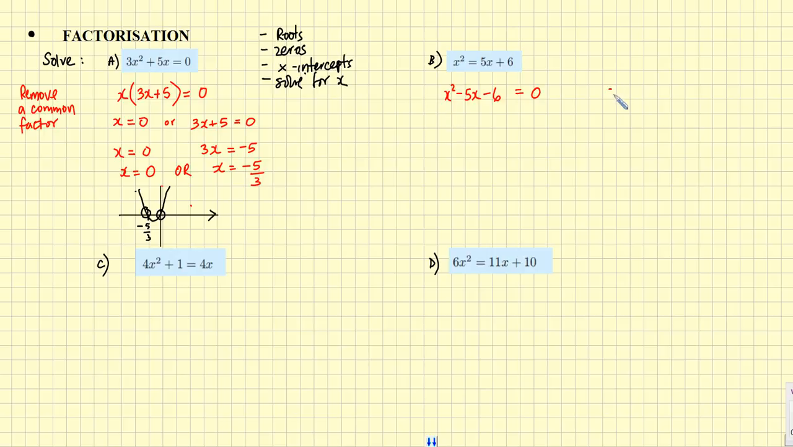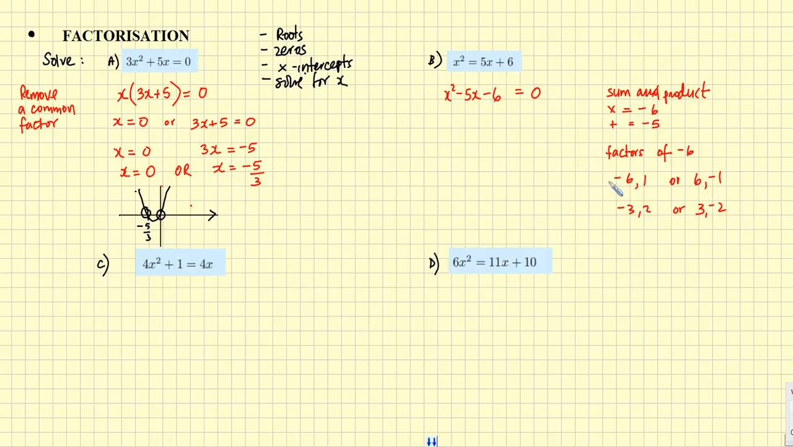And from here we're going to use the sum and product. Sum and product, if you recall, just means that we are looking for two numbers that multiplied together will equal negative 6, and the sum of those two numbers has to equal negative 5. So if I look for the factors of negative 6, they are going to be either negative 6 and 1, or 6 and negative 1, or they could be negative 3 and 2, or 3 and negative 2.